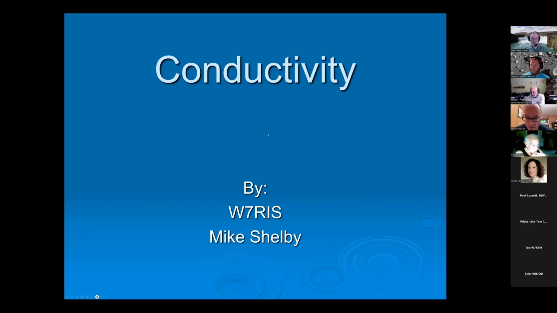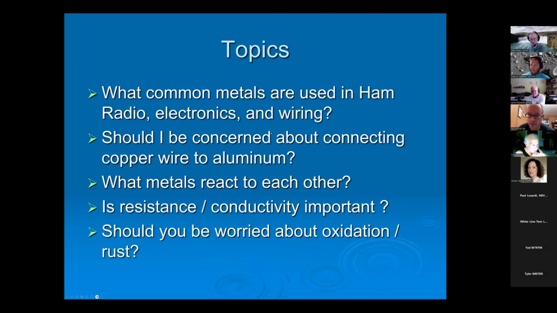Should be talking about conductivity. So we're going to be talking about metal and how things work in the ham radio world. We're going to be talking about common metals used in ham radio electronics and wiring. We should be concerned about connecting copper wire to aluminum, so we'll be asking that question and seeing how we do it correctly without causing problems. We'll also be looking at what metals react to each other.